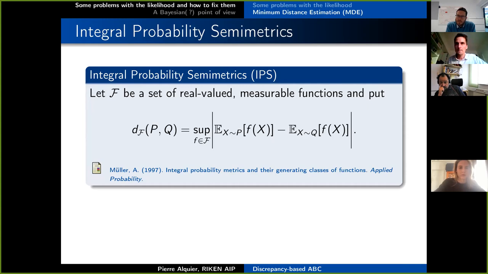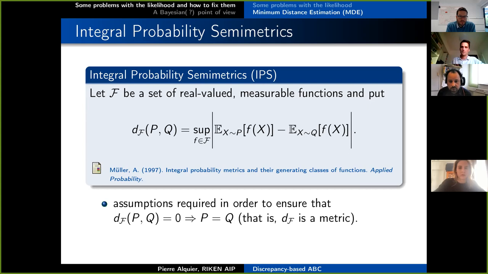I say semi-metrics because if the family f is not well chosen, this can sometimes be equal to zero even if p is different from q. But we know many examples, like total variation distance, for example, we come back to this example, where this is exactly a metric, not a semi-metric. Okay, so a few assumptions are required to ensure that it's a metric essentially, but we will work in this setting.